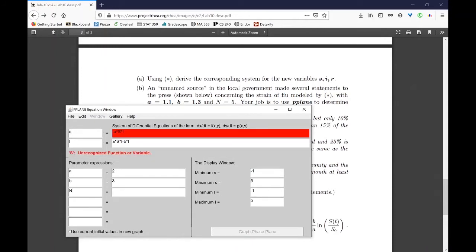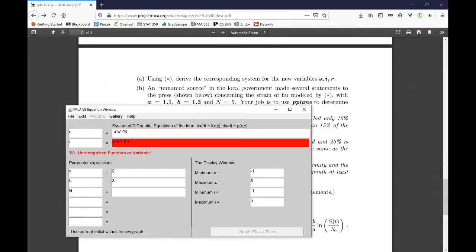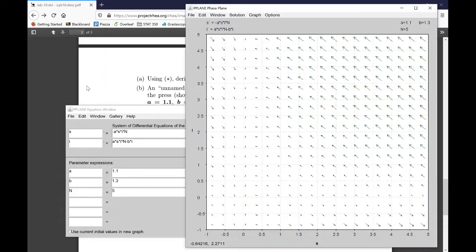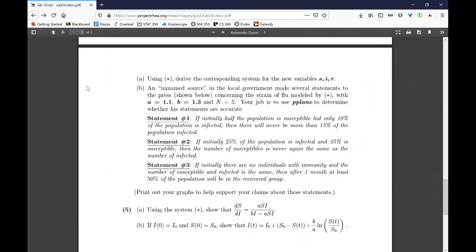First, we are going to have little s' equal to negative a times little s times little I times n, and little I' is equal to a times little s times little I times n minus b times little I. So we should have a equals 1.1, b equals 1.3, and n equals 5. Cool. So starting with statement 1.